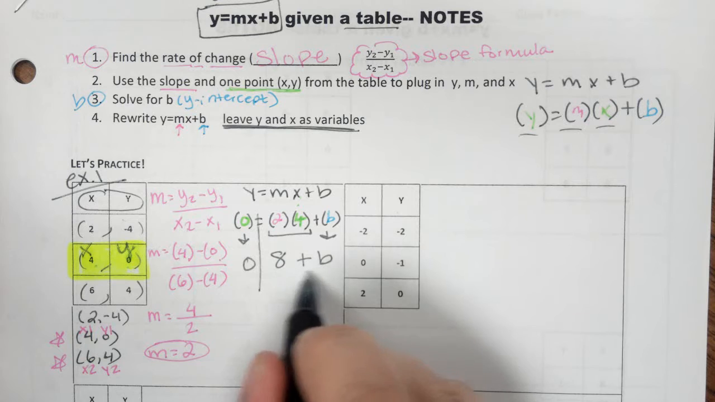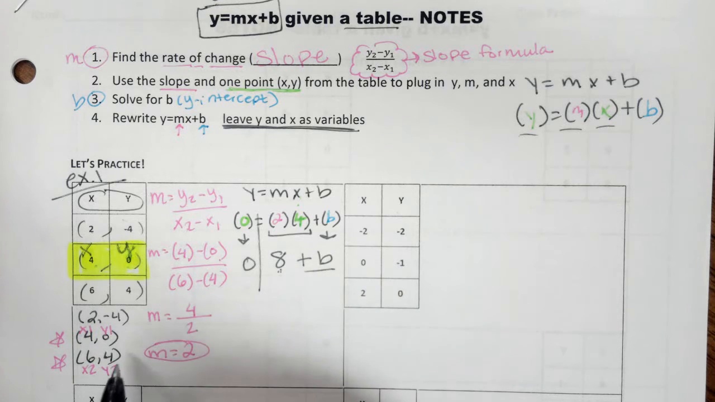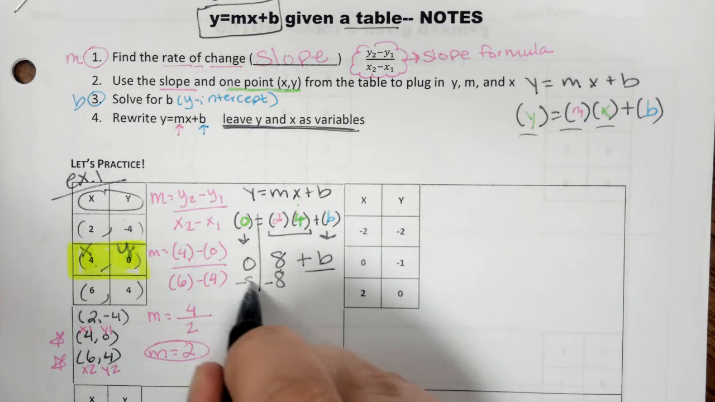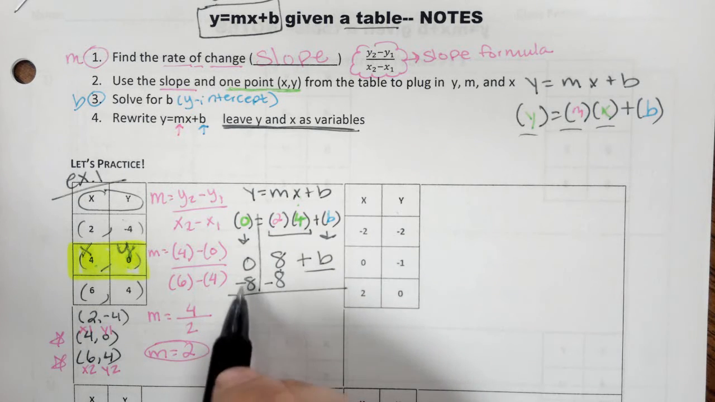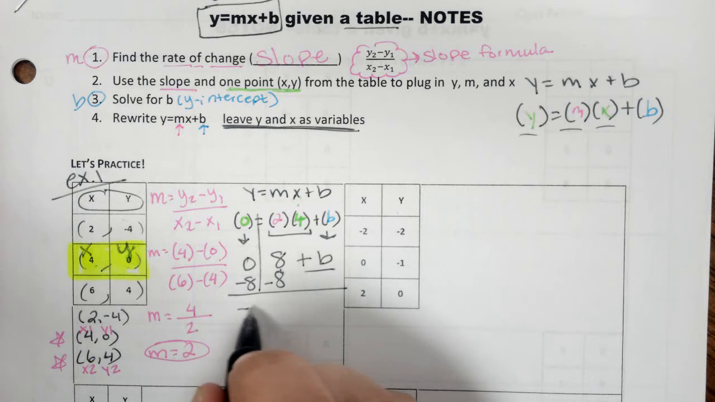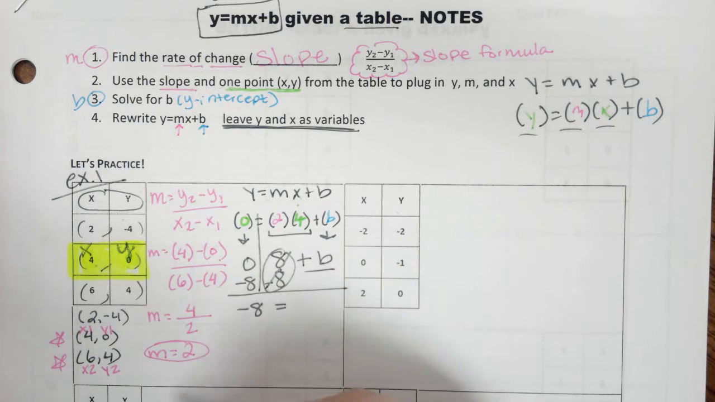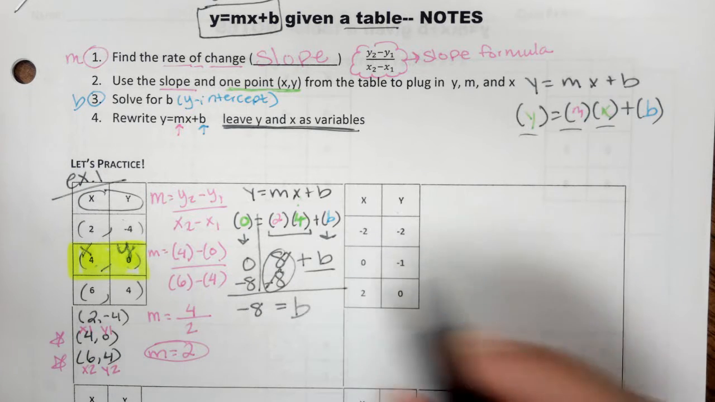Now to isolate this term, we need to get rid of the constant 8. This is positive 8, so to undo it, we minus 8. On the left, 0 minus 8 is negative 8. And on the right, the 8's make a 0 pair, and we're left with just b.